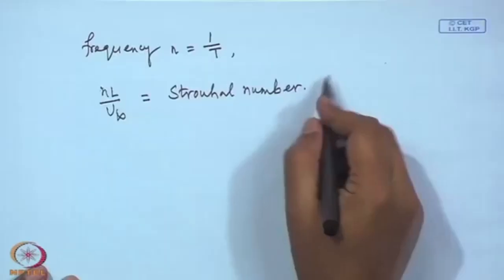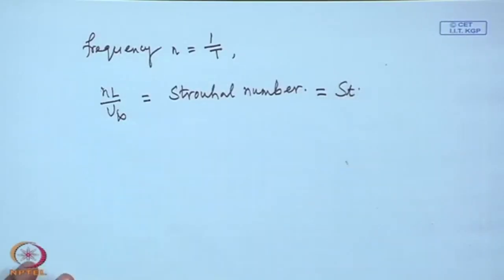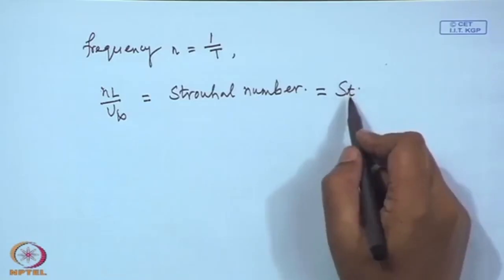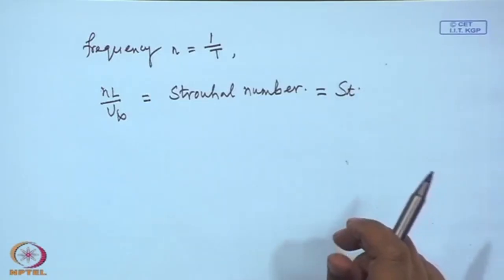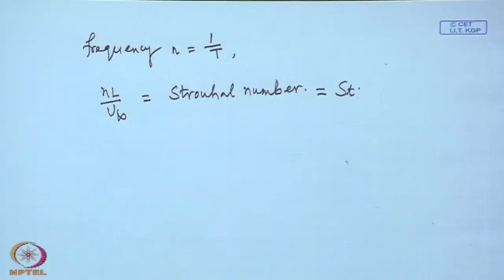So, when the Strouhal number is very small, the Strouhal number is denoted by St as standard, there might be other notation also used for it, but whenever we use it, we will use St, Strouhal number. So we get one condition: if the Strouhal number is very small, we can neglect the time derivative term, or we can treat the problem as a steady flow problem.